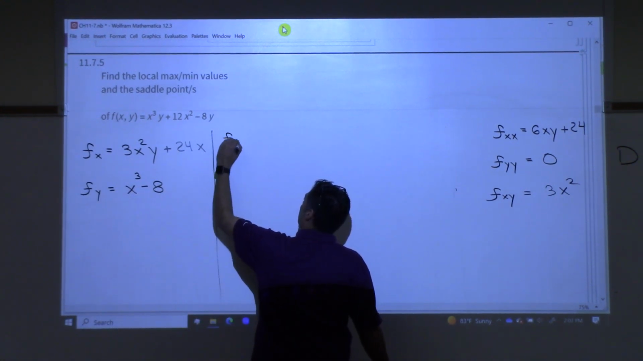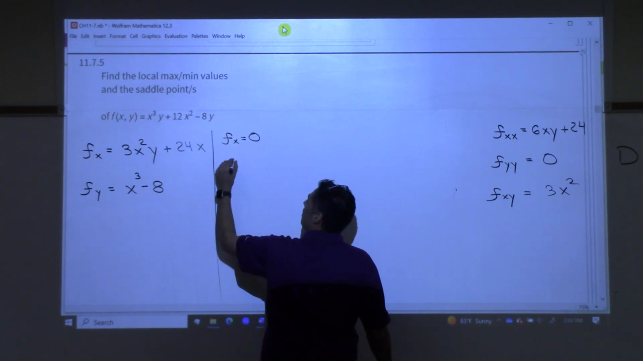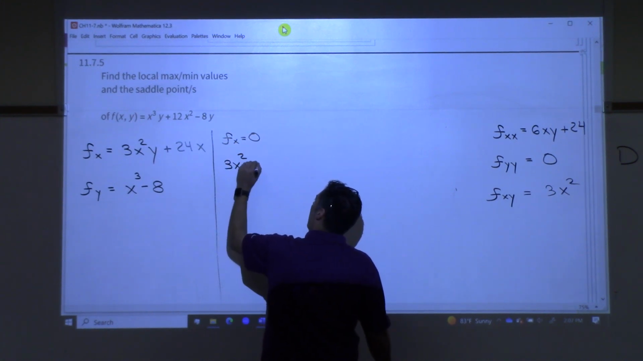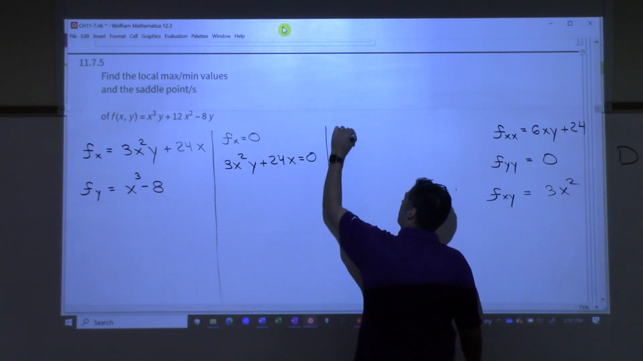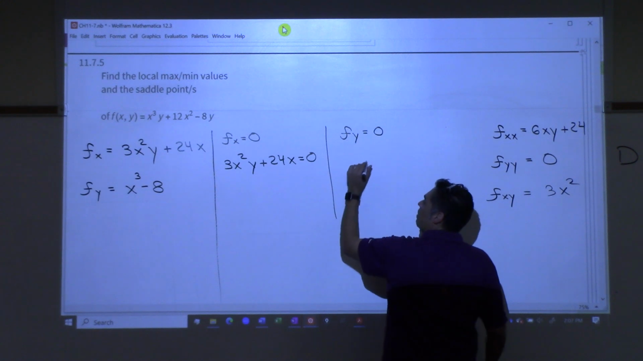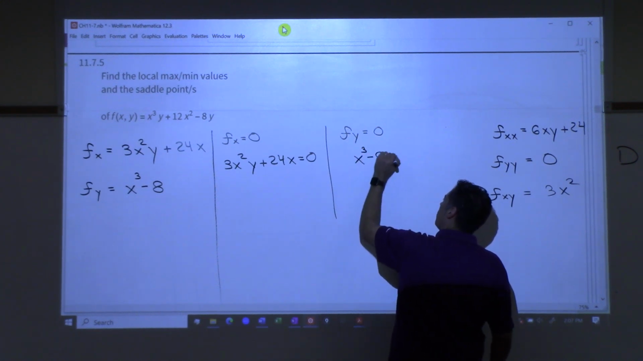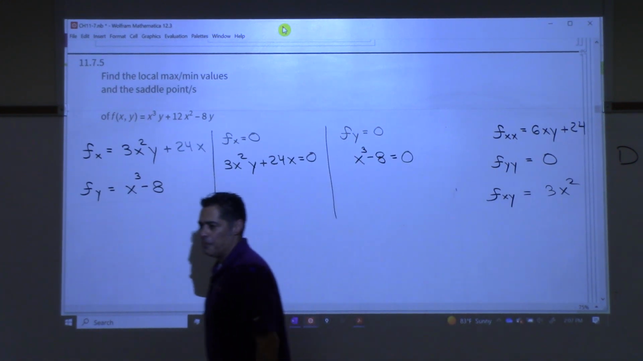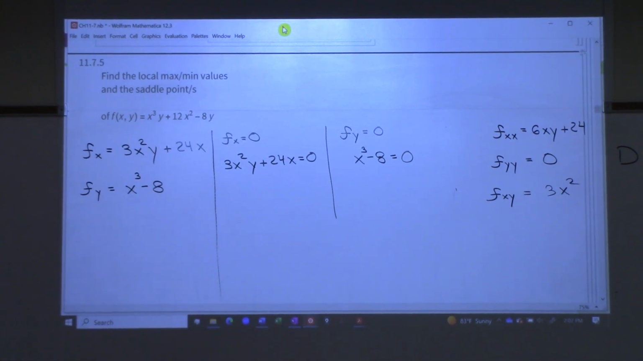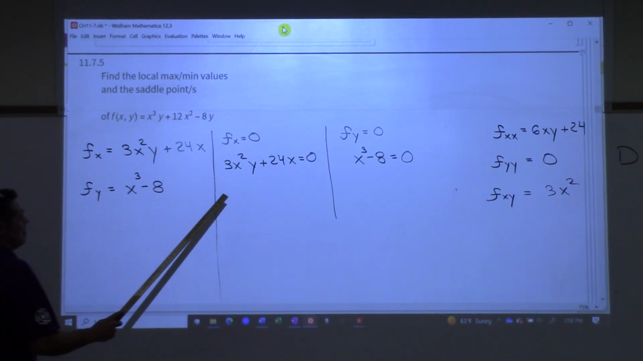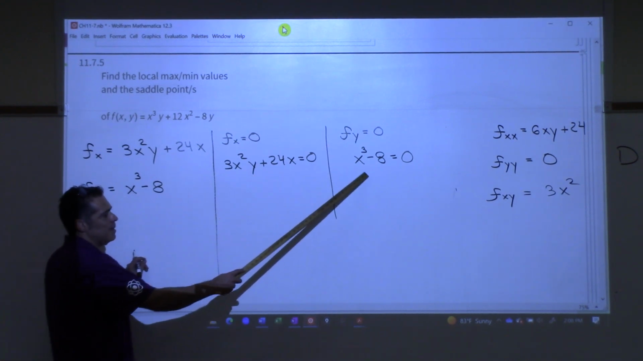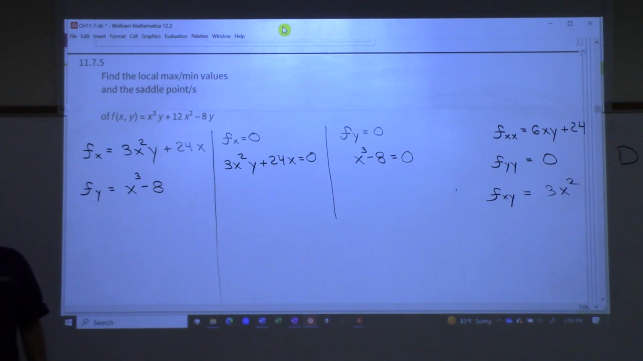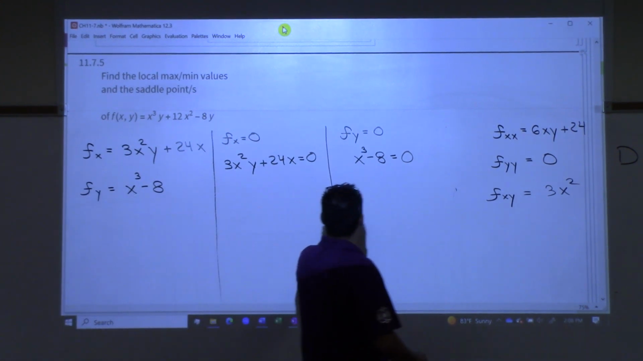Okay, so if I take the partial with respect to x, set it equal to 0, that turns out to be 3x squared y plus 24x equals 0. And then if I take the partial with respect to y, set it equal to 0, I get x cubed minus 8 equals 0. All right. Now, when I look at that, this is not where my eye goes. My eye goes here because this equation only has one variable in it. And that means I should hopefully be able to solve it, right? So I just move the 8 to the other side.